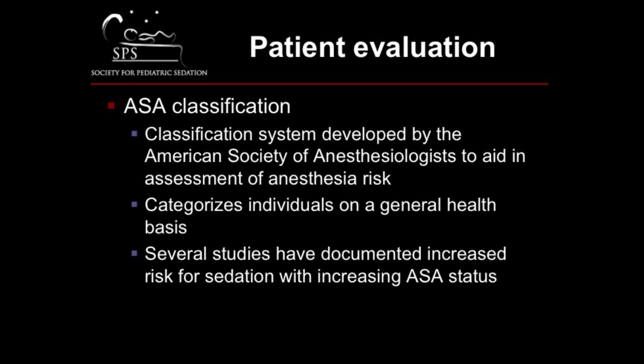Finally, as part of our pre-sedation assessment, we assign patients an ASA physical status score. This scoring system was developed by the ASA to aid in assessments of anesthesia risk. And we know that risks of sedation and anesthesia, adverse events and interventions, are higher in patients with higher ASA scores, typically an ASA level of 3 or greater. Although this is known to be a relatively subjective scoring system with inherent flaws, it is currently the best available risk scoring system for procedural sedation.